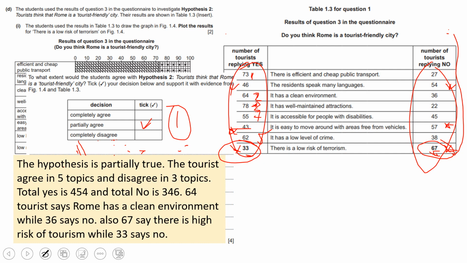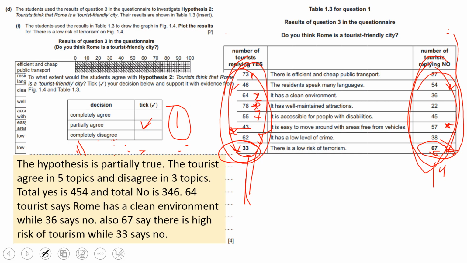Now, you find out that the total yes is 454 and the total no is 364.6. So you calculate this total here, write the value, calculate this total here, write the value. That is a statistics.